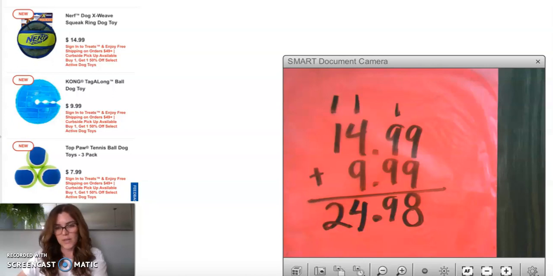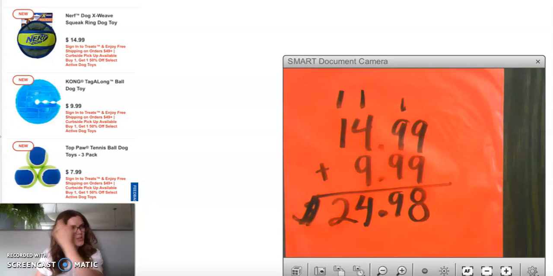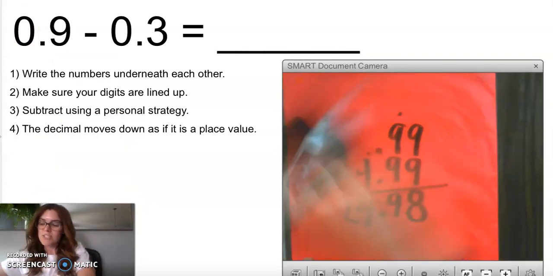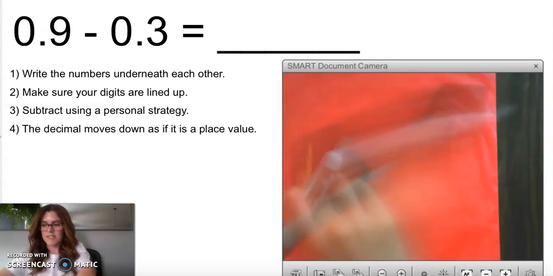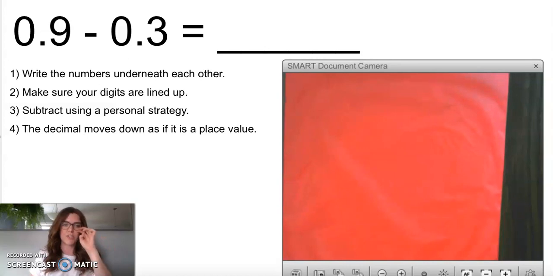So I have $24.98, but you have to make sure that you have that dollar sign in the front here. Otherwise, this doesn't represent a money value. Awesome. So let's move on to subtraction of decimals, which is the exact same thing as addition of decimals. You're just going to need to make sure that your decimal points are stacked on top of each other.